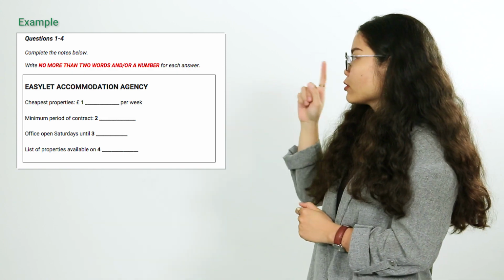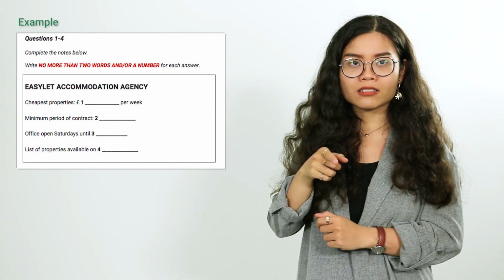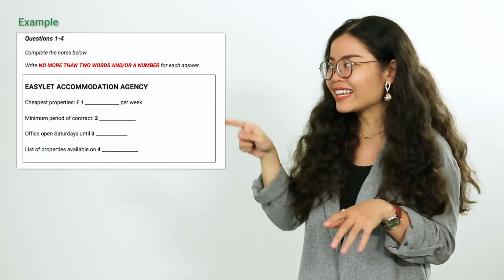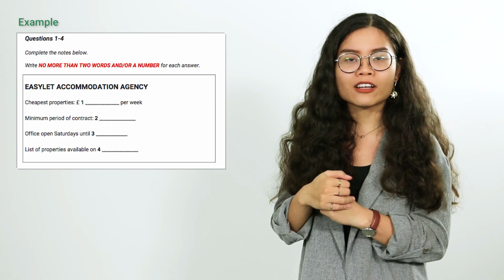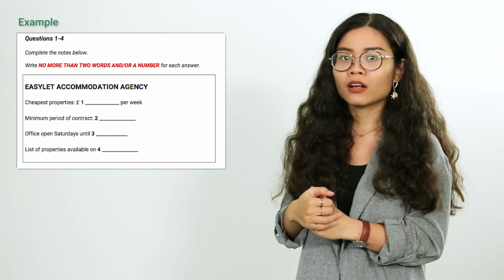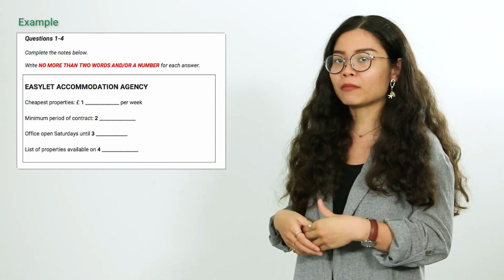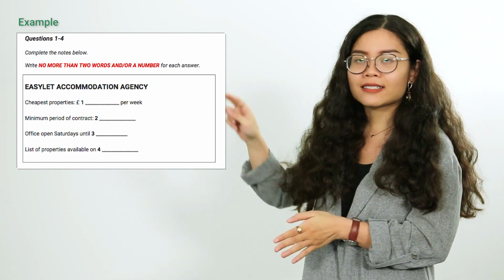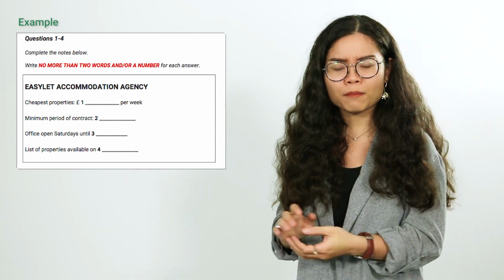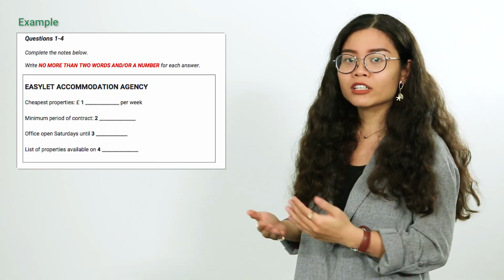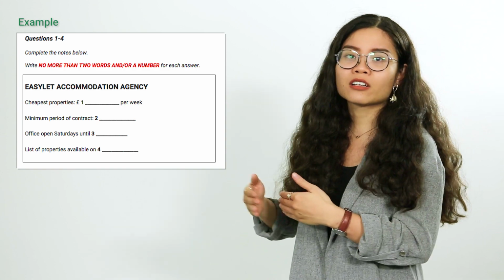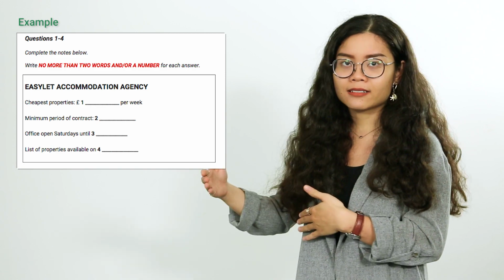So first, for question number 1, it tells about cheapest properties and then it has a currency sign, which means that it could possibly be a number, a price, right? The number about a price for this one. And the second, you see, it talks about the minimum period of contract. What could it be? It could be a duration. It could be about time, dates, all right?